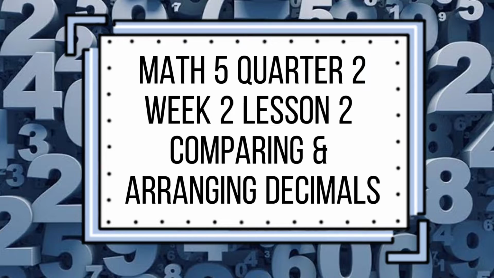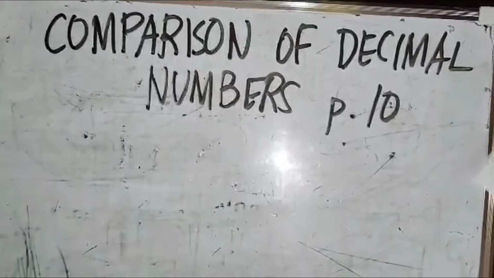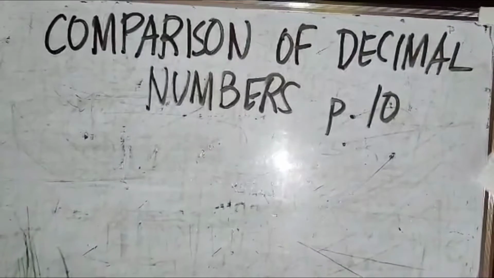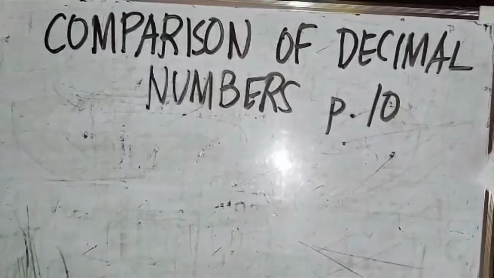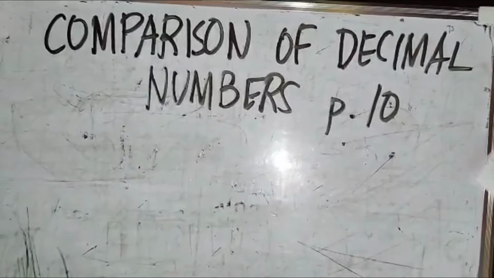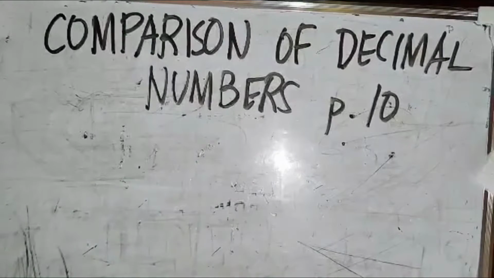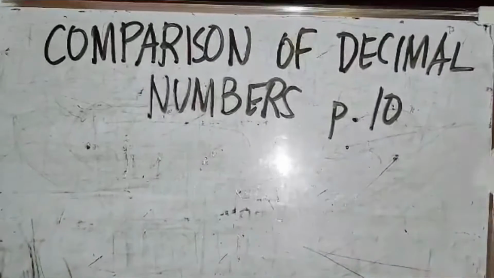Do you want to know? In learning task number 3 on page 9, that is problem type. So, bahala na kayo magsagot dun, ha? 1 to 4 lang naman yon. Okay, now, let's move on to another lesson.